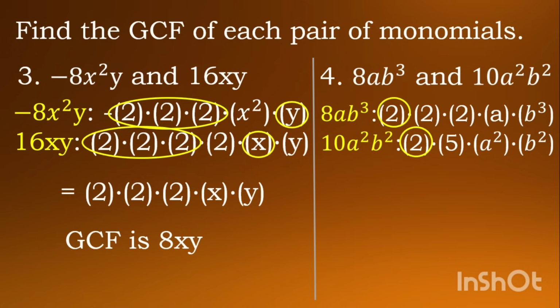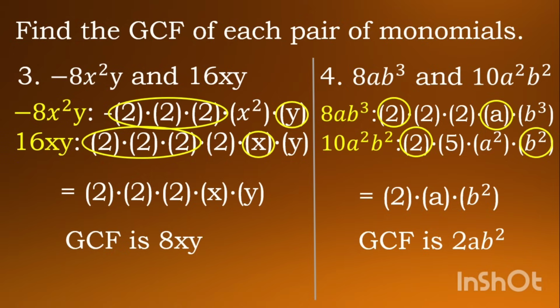Hindi rin natin pwedeng ilagay si 5 kasi wala namang 5 kay 8ab cubed. Now, for a variable, kukunin natin yung mababang exponent and that is a. For b naman, ang mababa ay si b squared. So, yun ang kukunin natin. So, we will have now 2a and b squared. So, the GCF is 2ab squared.